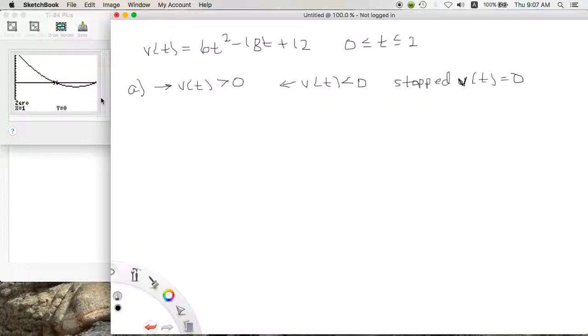And hopefully you remember how to do that. And you get a 0 as x equals 1. So that means that we're moving to the right from time t equals 0 to t equals 1, and that we've stopped at t equals 1. Then we're going to the left from t equals 1 to, and then we have to find this other 0 here.